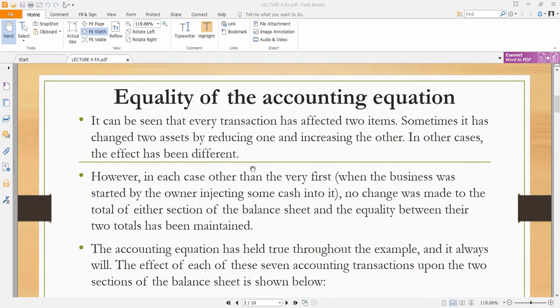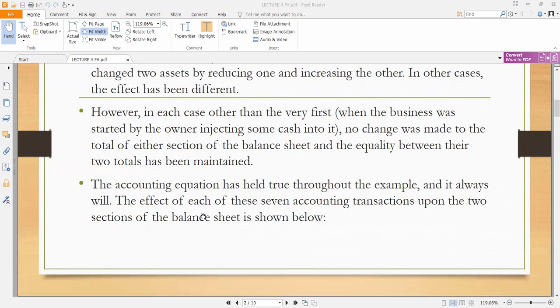We've maintained those equalities since then. Now, the accounting equation has held true throughout the example, and it always will. We've seen that the equality has been maintained between the $60,000 and whatever transactions came, it was leading us to $60,000. The accounting equation held true and it always maintained.